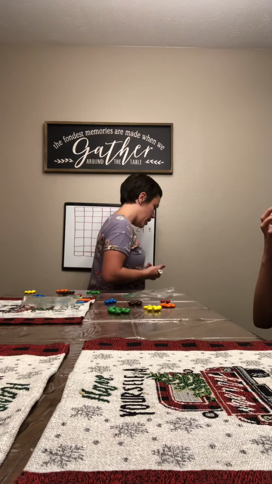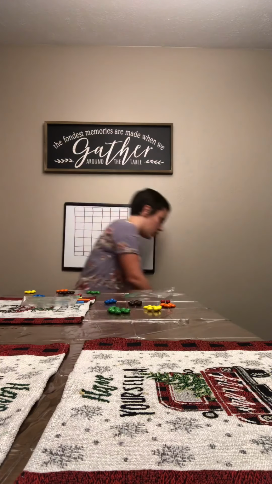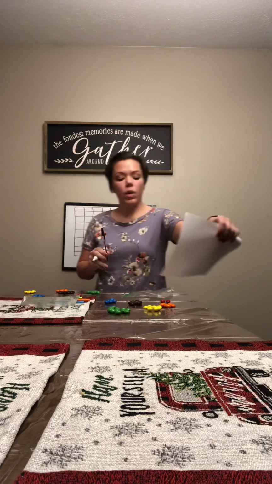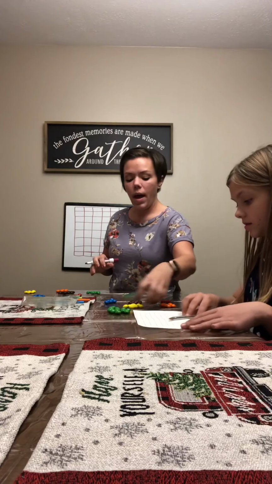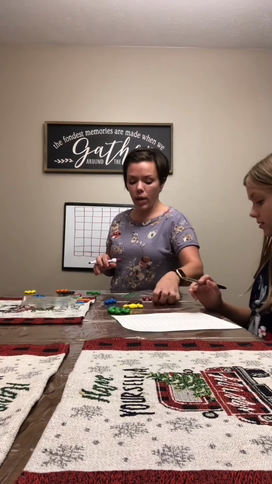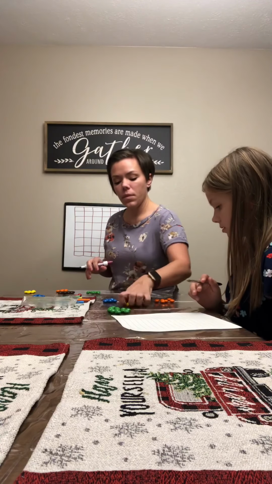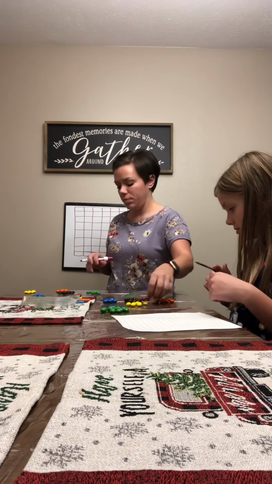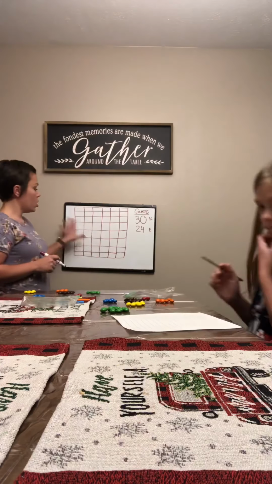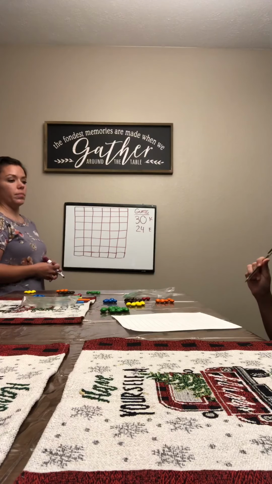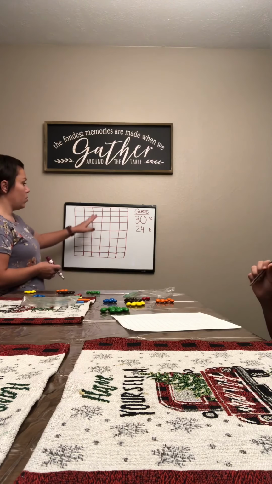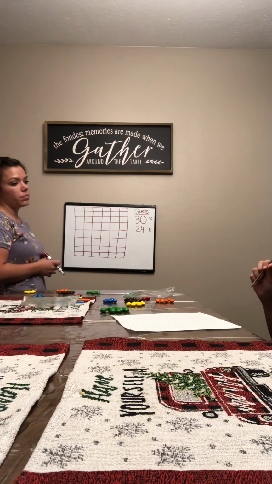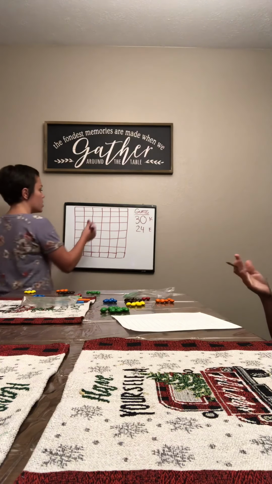Okay, now we are going to label our graph. We're going to chart the color of our M&Ms to see how many of each color we have. Move your M&Ms out of the way, whoops. Okay, so do you know any parts of a graph? Do you know where the title goes? At the top? At the top. So up here would be our title.